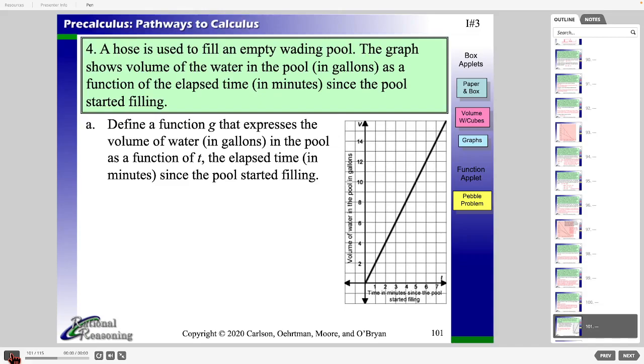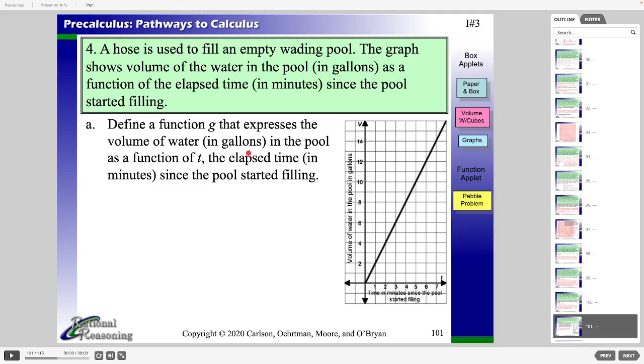So we also can use this for another situation. What we have here is we're filling a wading pool, and we've got the volume of water in the pool in gallons going in and the elapsed time. So as we have time going in, we can measure after 7 seconds there are 14 gallons of water in the pool. So we could come up with a function. It looks like every minute we get 2 more gallons. Every minute, 2 more gallons. And we're starting at 0, right? So our y-intercept would be 0.